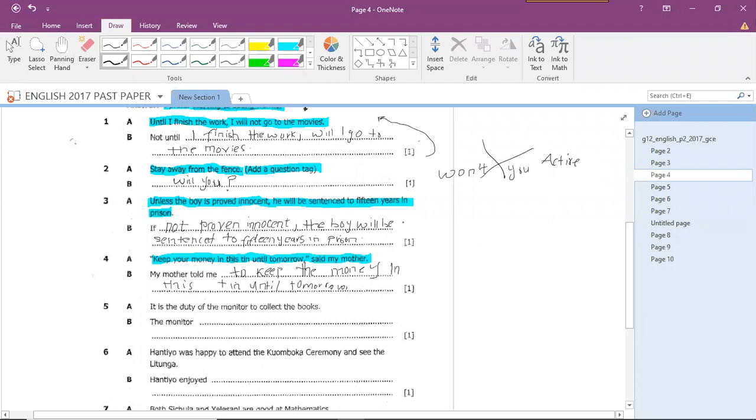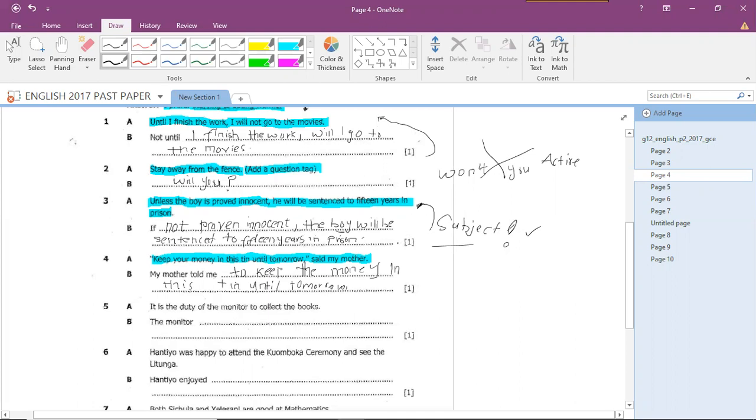So the goal in terms of these transformations is that you always have to recognize the subject in the sentence. Once you recognize the subject in a sentence, you are set. So here the subject is the boy, so you just have to find a way, where can I add the subject within this transformation or rewrite so that it can have as close a meaning as this original sentence here. So the answer is, if not proven innocent, the boy will be sentenced to 15 years in prison.